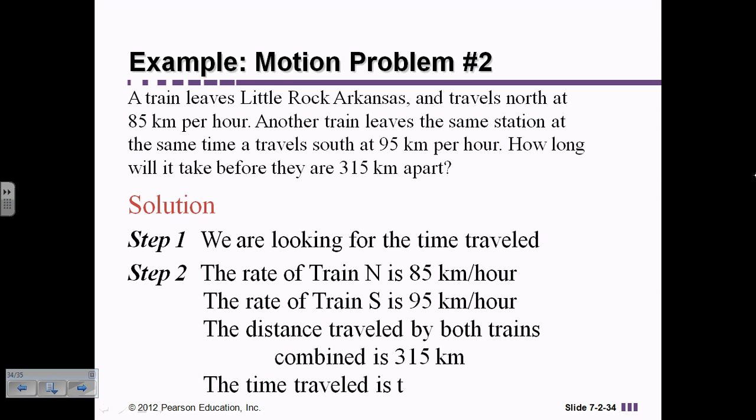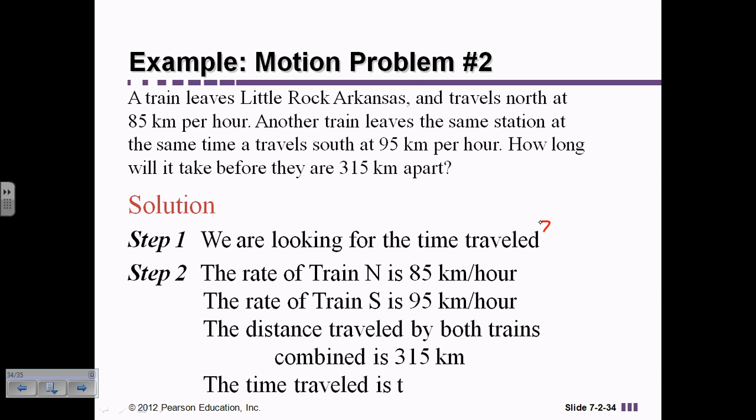All right, so let's look at another one. A train leaves Little Rock, Arkansas and travels north at 85 kilometers per hour. Another train leaves the same station at the same time and travels south at a rate of 95 kilometers per hour. And they want to know, how long will it take for them to be 315 kilometers apart?